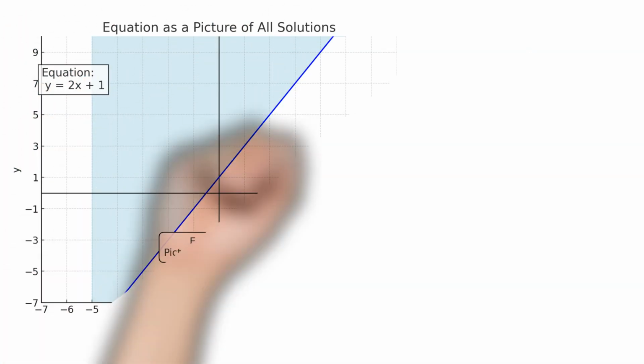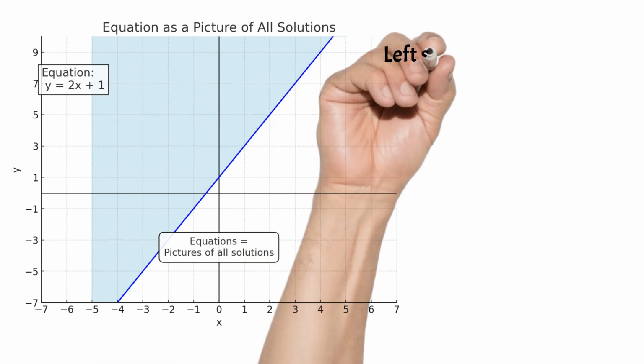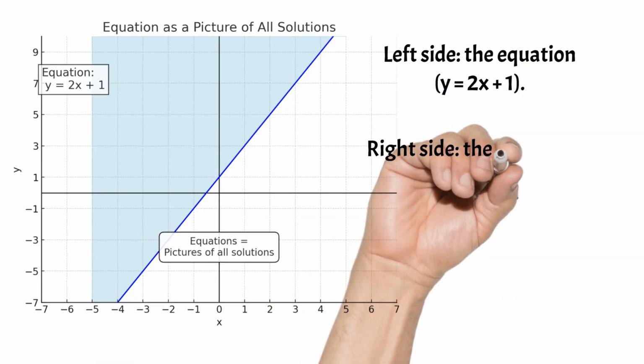So here's the big idea. An equation isn't just a rule with numbers. It's also a picture of all the answers that make the rule true.